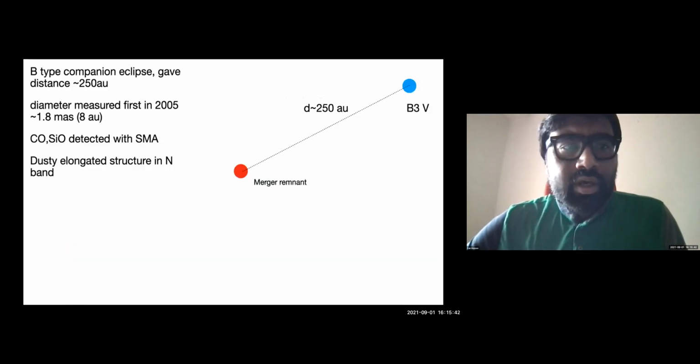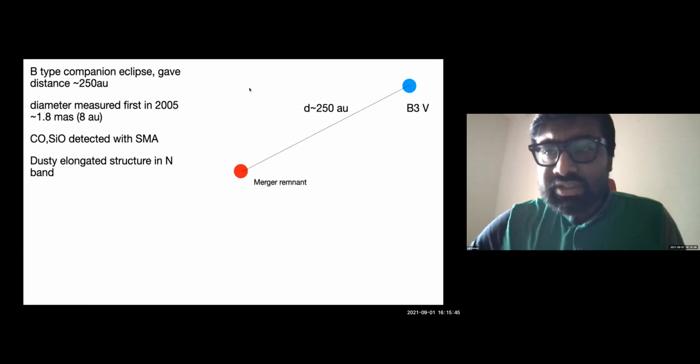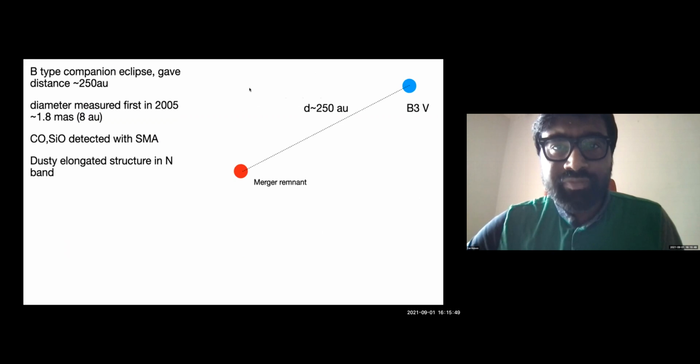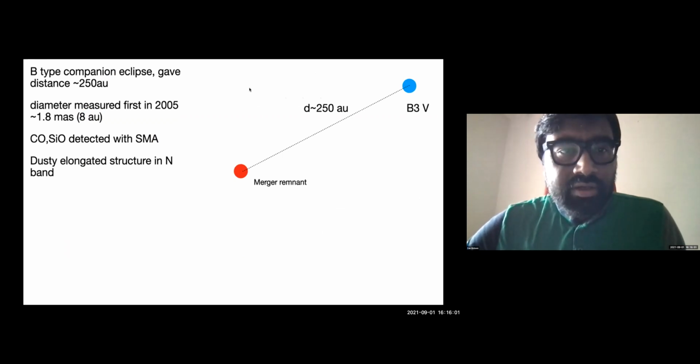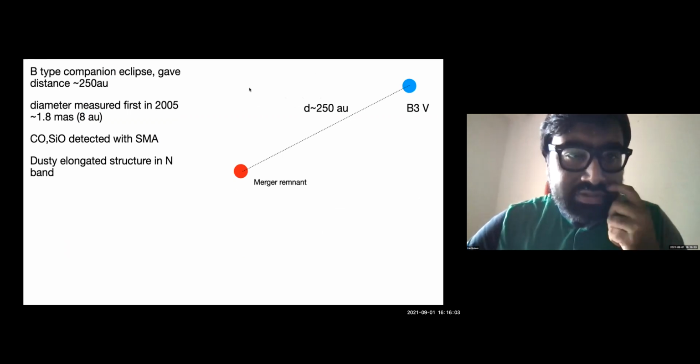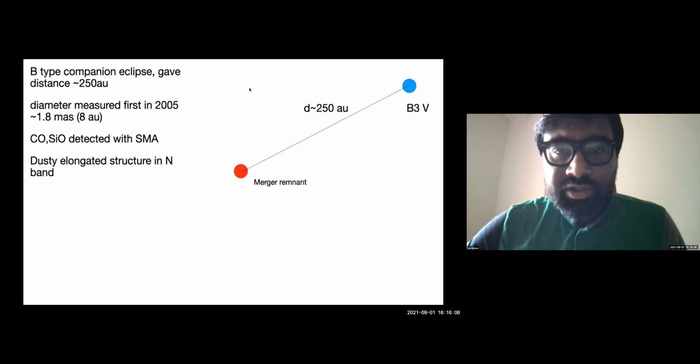Later on, because of the dust formation, the B3 star was eclipsed. Its spectral features were no longer visible, and because of that, by timing the eclipse, the distance was determined, which turned out to be 250 AU. In an interferometric study, the first one in 2005, the diameter of the central merger remnant was measured, and that turned out to be about 8 AU.